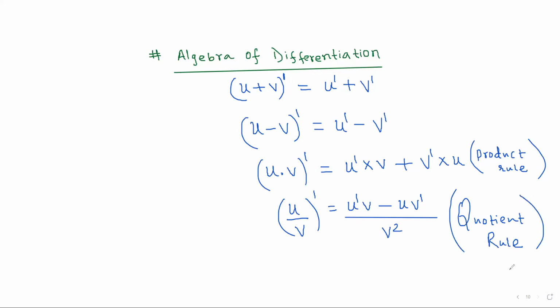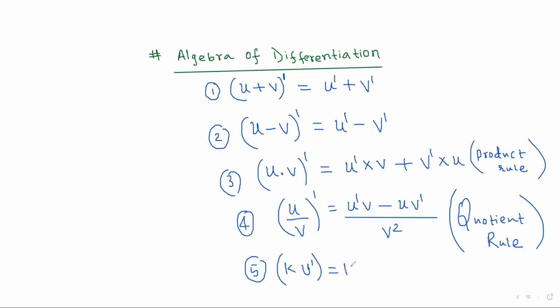So beta, this is the algebra of differentiation. This is rule number 1, rule number 2, rule number 3, rule number 4, and rule number 5 is k into u dash. K is the constant function, it is outside the function, and simply u dash. I think this is clear to all my dear students.